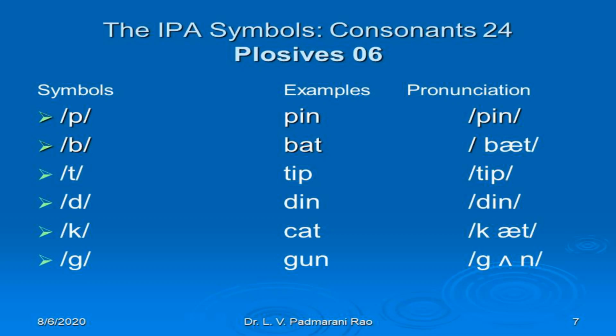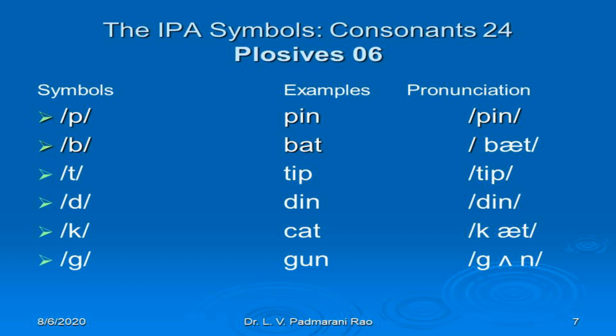The first one is, let's not go into the technicalities of labeling it as plosives and fricatives and affricates. We'll slowly understand in due course. But let's get ourselves acquainted with the sounds. The first one is P, as in P-I-N, pin. B, as in B-A-T, bat. The next one is T, as in T-I-P, tip. D, as in D-I-N, din. K, as in C-A-T, cat.